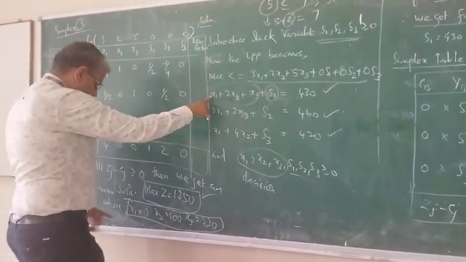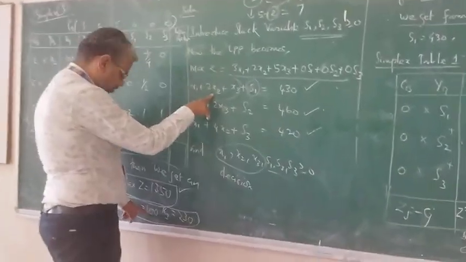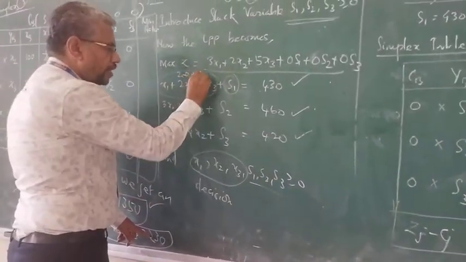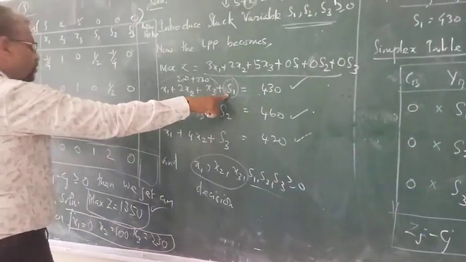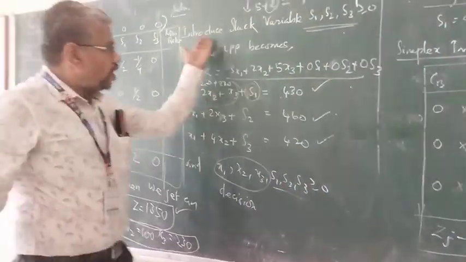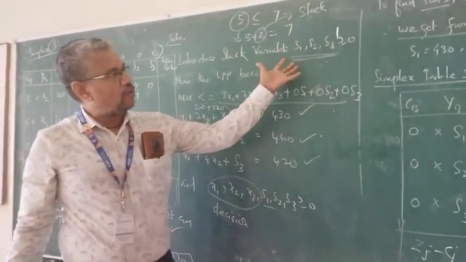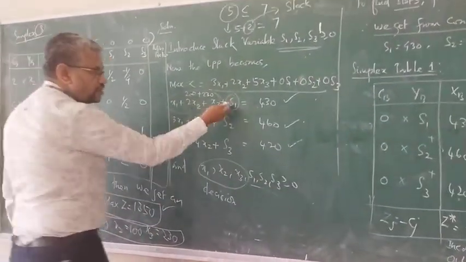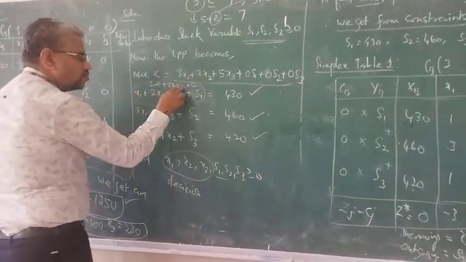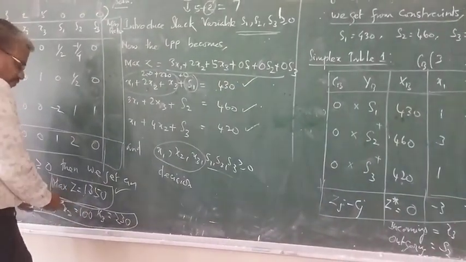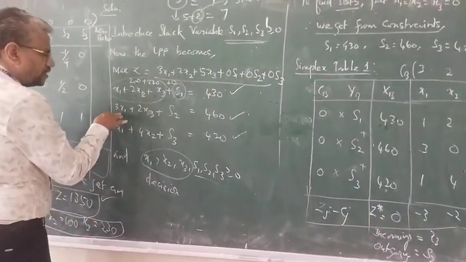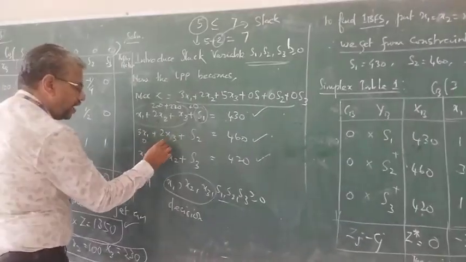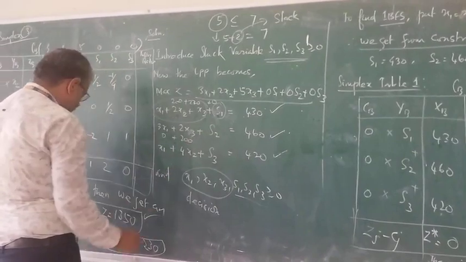So x1 is 0, x2 is 100, 2 into 100, 200, x3 is 230. What is s1? There is no s1 there. s1 is a slack variable. We only added this variable, therefore you should not include it in the answer. That is why I did not include it in the answer. So s1 is not there, therefore 0. So 200 plus 230 equals 430. So the answer is correct. What we have found is correct. And you can also check the second and third constraints.